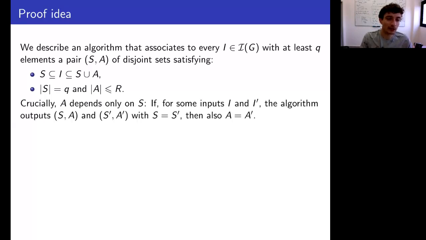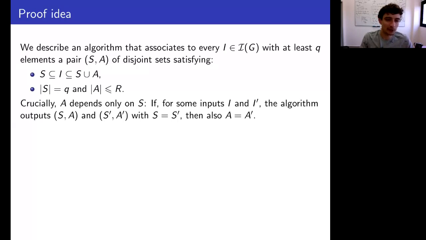And the crucial idea here is that, of course, as this set A, I could just take I minus S, but the idea here is that the set A will depend only on S. So every set I will contain some small representative fingerprint S, and based on this fingerprint alone, we can build the set A, which is not too large, so that the remaining elements of I are contained in the set A. And what do I mean precisely that A depends only on S? It means that if we get two inputs, I and I prime, and the algorithm outputs two pairs, S, A and S prime, A prime, if the S's are the same, then also the A's must be the same.